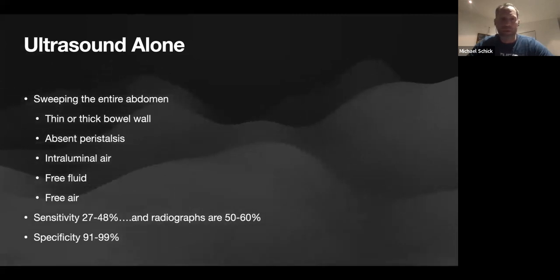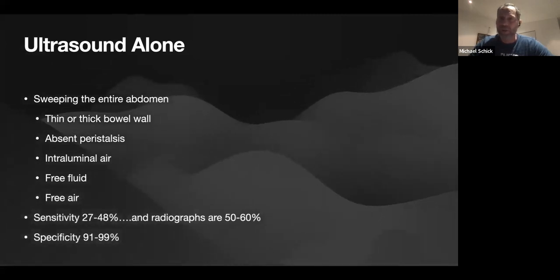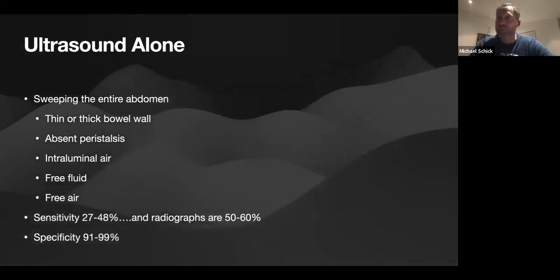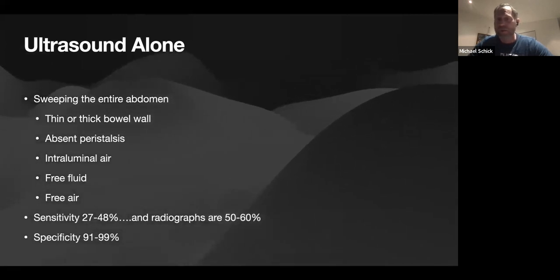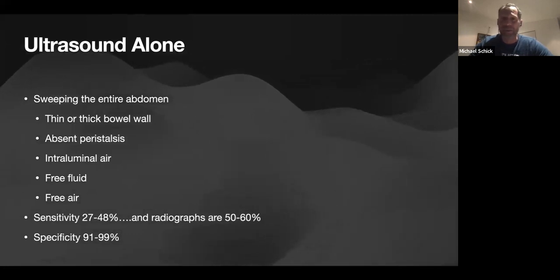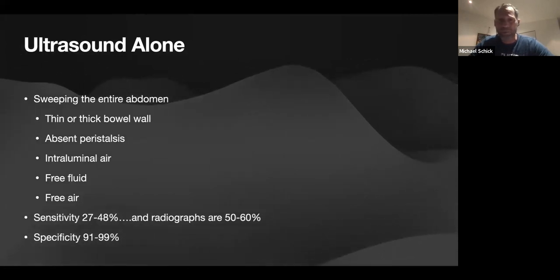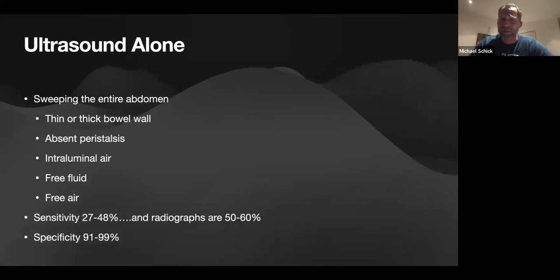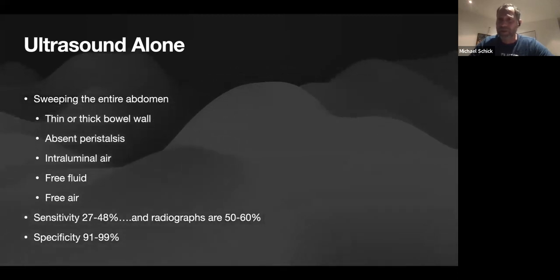So if you're going to do this, it's a lot of work. You have to sweep the entire abdomen with the ultrasound, often going in two planes. You have to look at whether the bowel is thick or thin, whether there's peristalsis present or absent, whether there's intraluminal air, free fluid, or free air throughout the entire abdomen. If you do all of that, the sensitivity is only between 27 and 48%, depending on the study you're looking at.